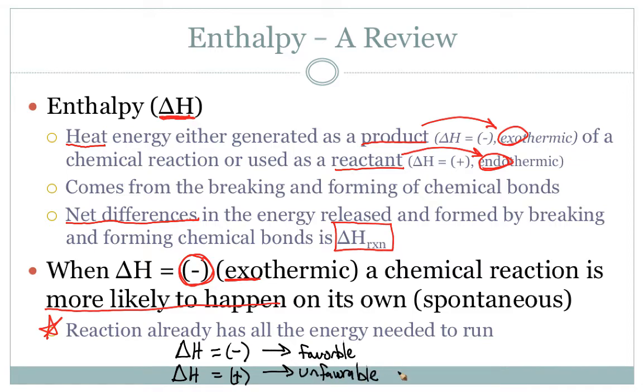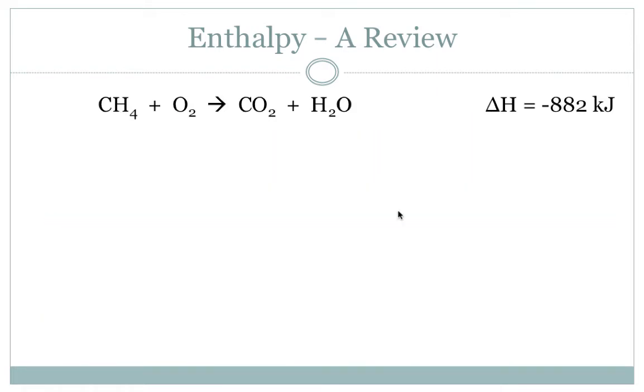It is unlikely that this chemical reaction can happen on its own. It's unlikely that this reaction can be spontaneous. Now again, we're using the words favorable and unfavorable, and that's going to be something we'll address a little bit later on. There's more to this puzzle than just the enthalpy involved. So let's see enthalpy at play a little bit.